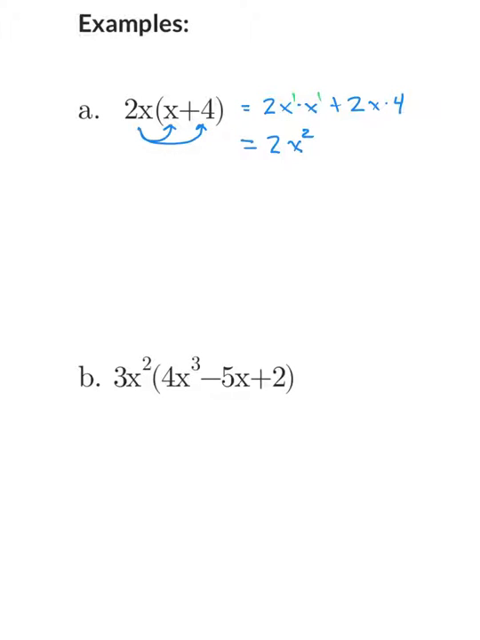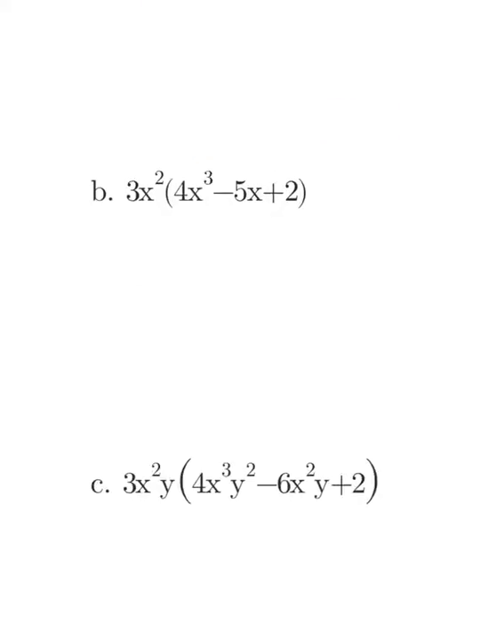For the second term, we want to multiply the numbers. We get 2 times 4 is 8, and we keep the x. We cannot simplify any further because x squared and x are not like terms, and so we are done at this step.